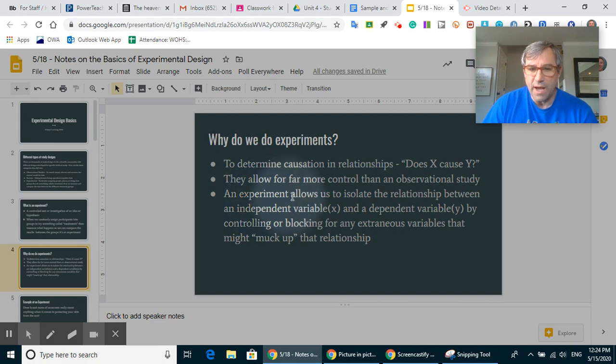And it does this by allowing us to isolate the relationship between an independent variable, X, which we'll call the factor, and the dependent variable, Y. And we do this by controlling, or something called blocking, I'll show you later on, for any other variables that might muck up the relationship between X and Y. So it really allows you to tease out the relationship between X and Y because you're going to control all these other things. And we'll get into that a little bit, but that's why we do experiments.